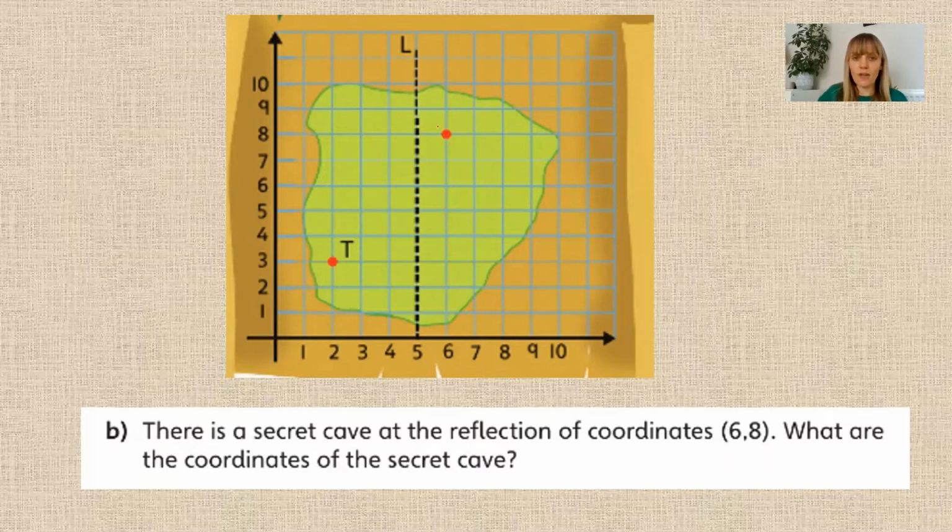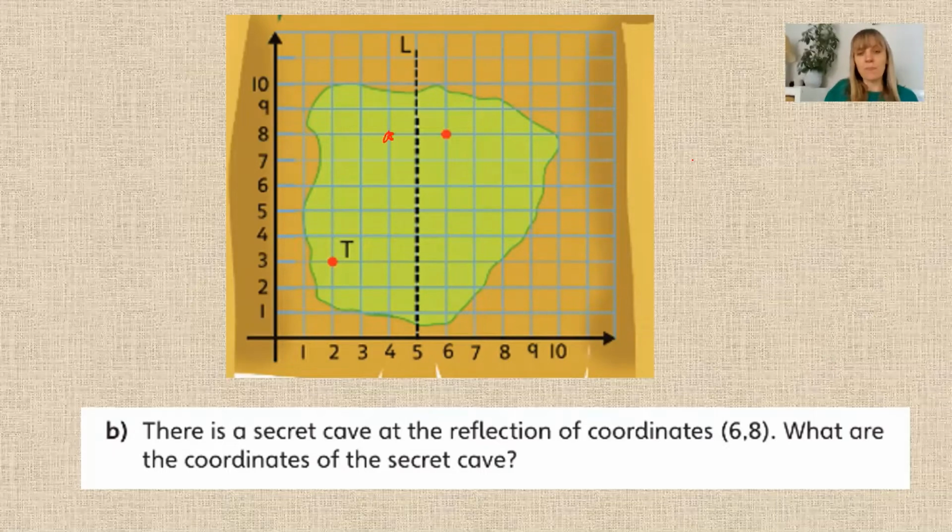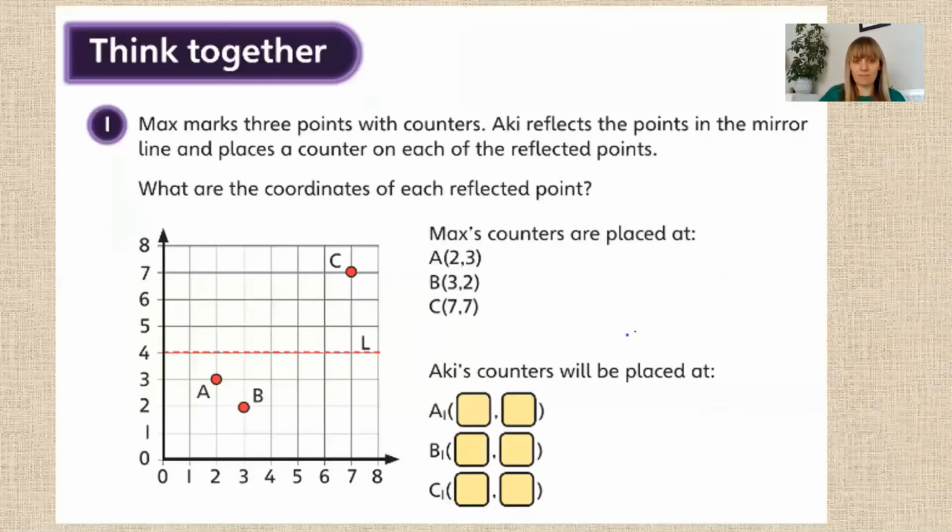So this is 1 away from our reflection line because it's using L. So we need to go 1 away on the other side. Ooh, that's a funny dot, isn't it? So our secret cave, what are the coordinates this time? We're going along the corridor first. So we're going along to 4, and then we're going up 8. So our reflection of those coordinates is 4, comma, 8. So that's where the secret cave is kept, because it's at the reflection of that initial one.